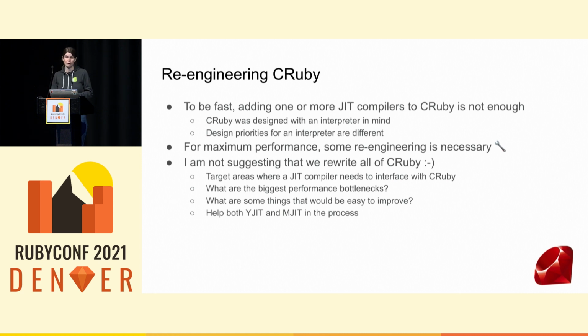We need to do a little bit of redesign work, maybe. I'm not suggesting that we should rewrite all of CRuby. That's completely unrealistic. But maybe we can target areas where the JIT compiler needs to interface with CRuby, or look at the biggest performance bottlenecks, or ask ourselves what are some things that we could easily improve to reduce bottlenecks. And in the process, we can help both YJIT and MJIT.